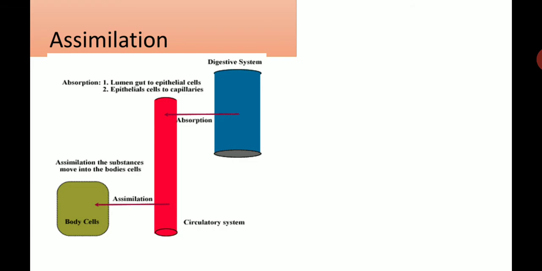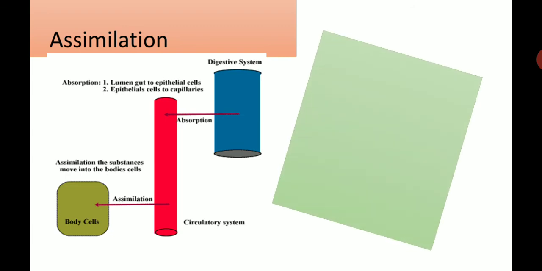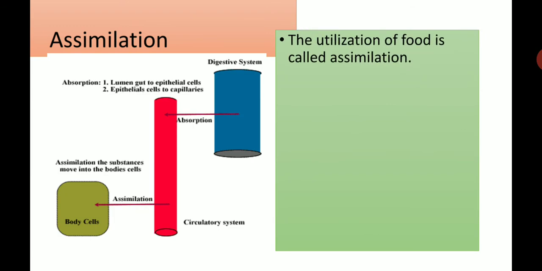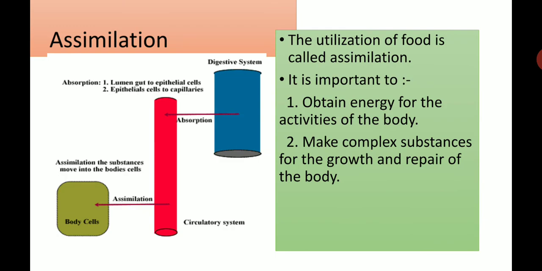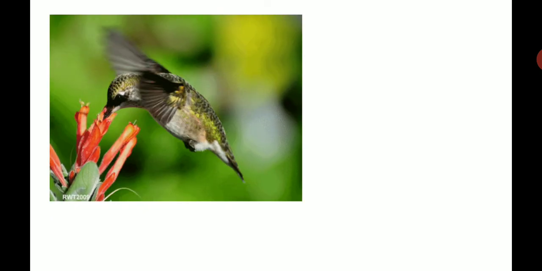Now let us come to how assimilation takes place. See children, assimilation takes place basically in 3 steps. First, the food is digested, and then it is passed on to the blood vessels in the circulatory system, and then the assimilation takes place in the body cells. The utilization of the food is known as assimilation. It is important to obtain the energy for the different activities of the body, and it makes the complex substances for the growth and the repair of the body.